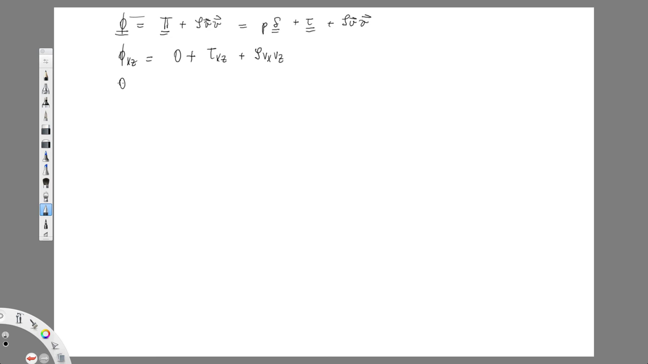And then my phi zz, what is the z component of this? Vz. Just p. Well, yeah, p, z, sure. But we're just looking at the thermodynamic pressure, so I'm just going to look at it as p. Plus tau zz, and plus rho vz vz, which is rho vz squared. Now we're going to actually start throwing in some assumptions. So what are the assumptions?